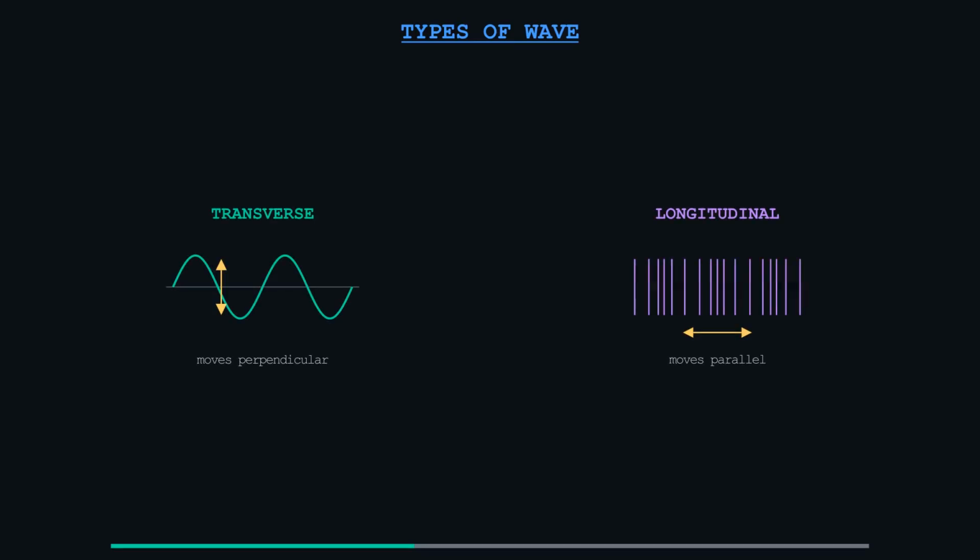Waves come in two types, depending on how the particles move. In a transverse wave, particles move perpendicular to the direction of travel, like light or a wave on a rope. In a longitudinal wave, particles move back and forth parallel to the direction of travel, creating compressions and rarefactions. Sound is a longitudinal wave, and unlike light, it needs a medium such as air, water, or metal to travel through.